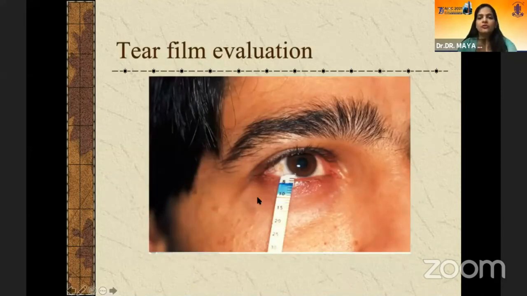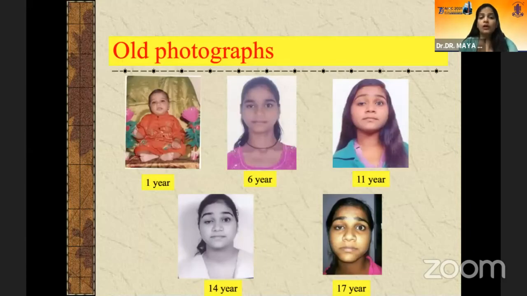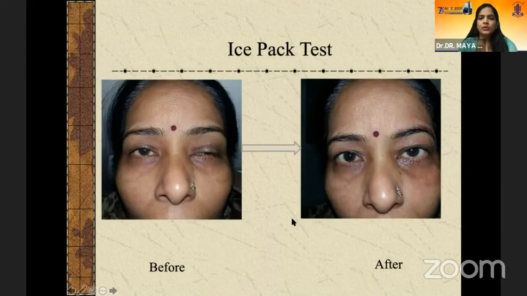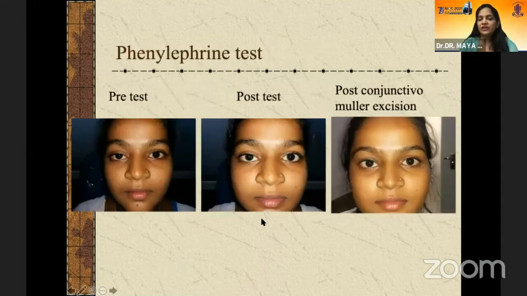Always do a workup for dry eye by doing a tear film evaluation and check for corneal sensation. Whenever in doubt for an acquired ptosis, check for old photographs. You must do some important tests whenever required, like the ISPEC test in myasthenia gravis and the phenylephrine test when you have a mild ptosis.